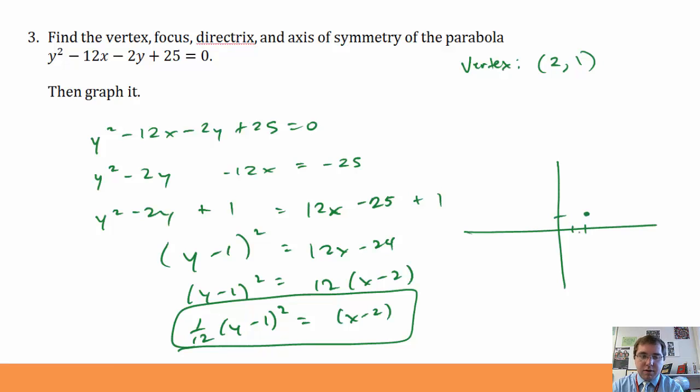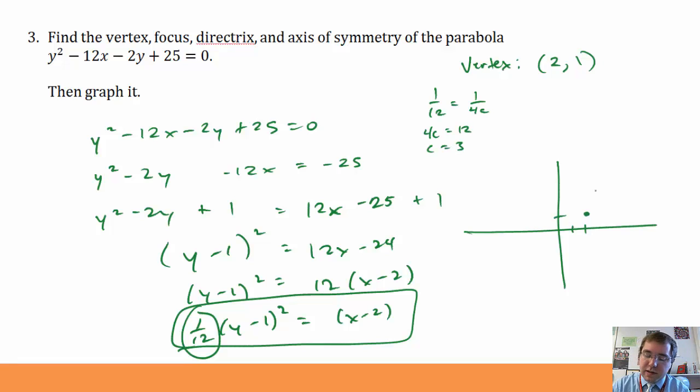How do I find what those are? I use my A, which is 1/12. And 1/12, A, remember, is 1 over 4C. A is 1 over 4C. C is the distance from the vertex to the focus and the distance from the vertex to the directrix. So let's solve this for C. Multiply both sides. Alright, cross multiply really. 4C equals 12, so C equals 3.